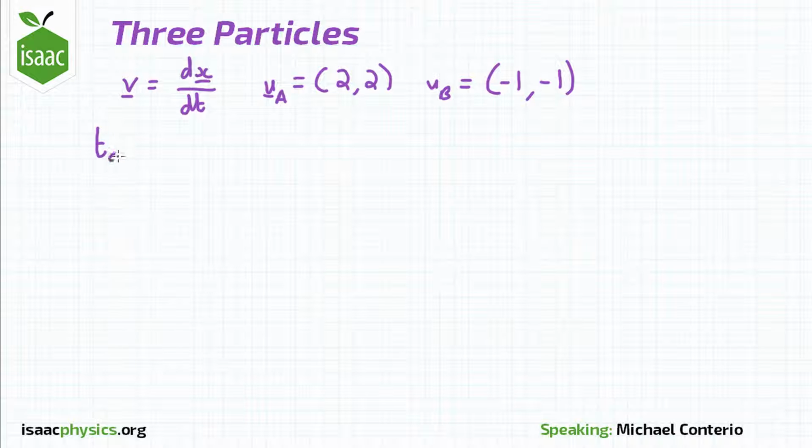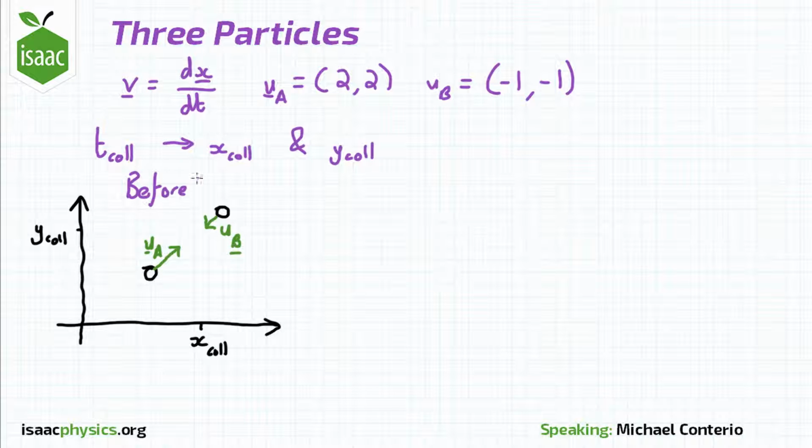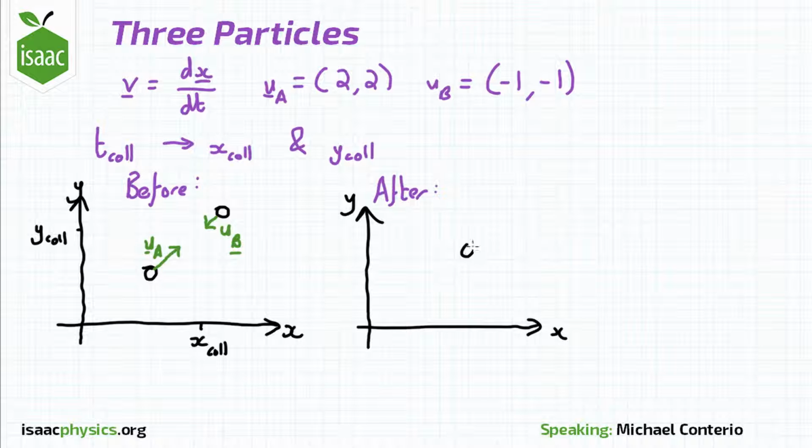We can also use the time for the collision that we worked out in the previous part of the question to work out the x and y coordinates at which the collision takes place. Before the collision, the particles are moving towards each other with the velocities we've just worked out, while after the collision they have to be moving along the same line but with new velocities vA and vB.